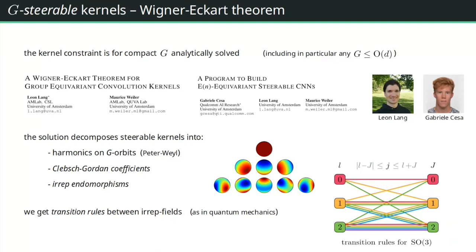And in general, if we are going from an input irrep field of order L to an output irrep field of order J, then we can use all spherical harmonics of orders L minus J up to L plus J. And this comes from this Clebsch-Gordan decomposition. And this is exactly what you have if you are coupling two spins or two angular momenta in quantum mechanics. It's basically the same mathematics going in.